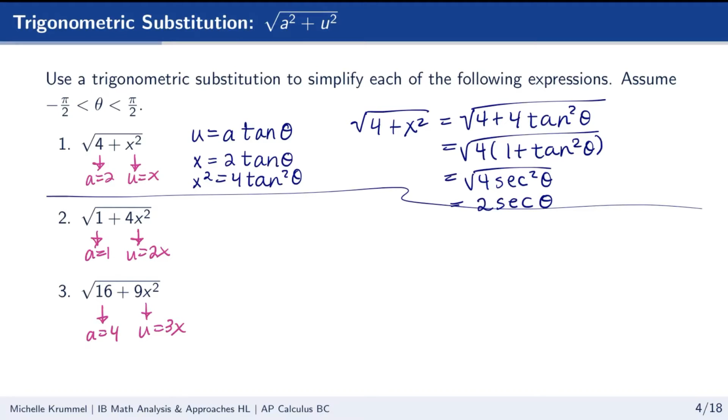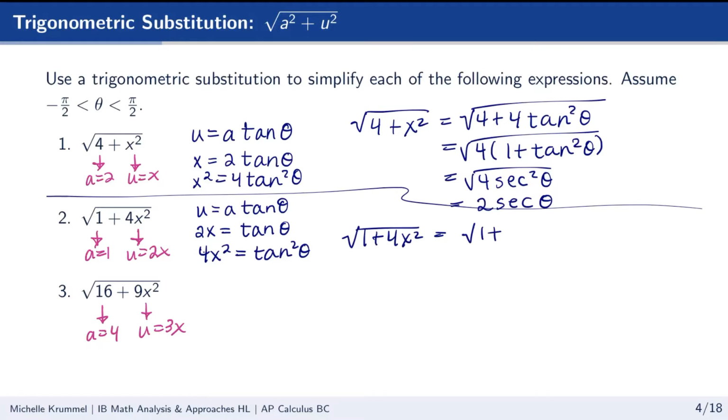Number 2, again, it's u equals a tan theta. So 2x equals 1 times tan theta. If I square both sides, 4x squared equals tan squared theta. And then I'll make a substitution. The square root of 1 plus 4x squared equals the square root of 1 plus tan squared theta, which equals the square root of secant squared theta, which equals secant theta, since we are working on the interval from negative pi over 2 to pi over 2.